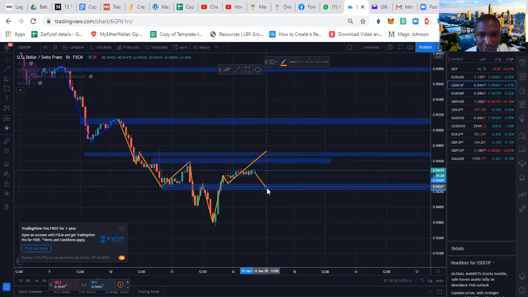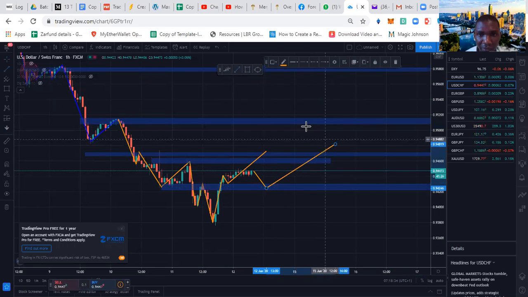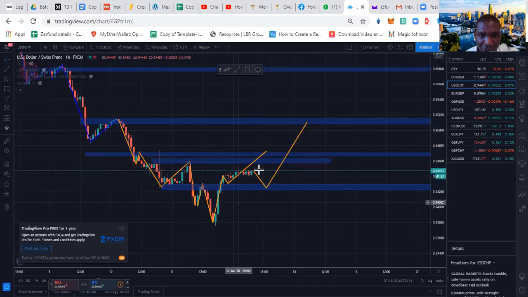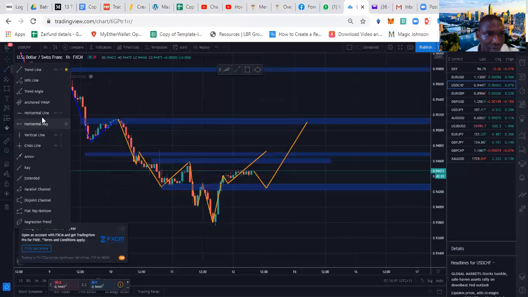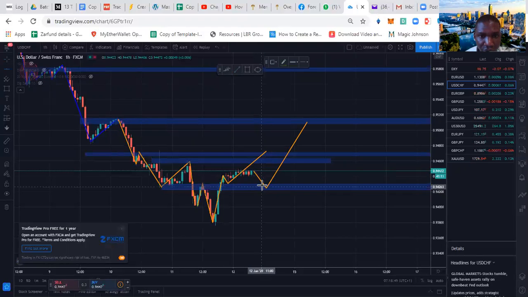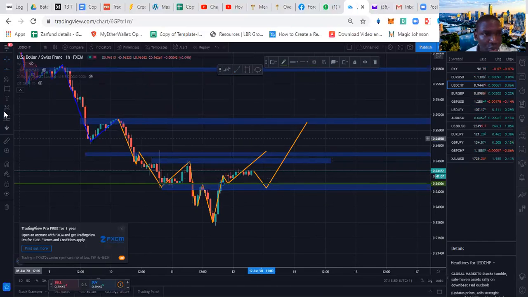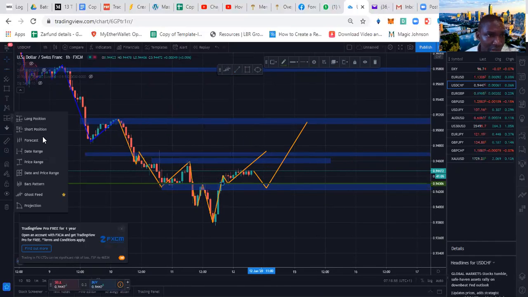Before it now moves up, this is where I'll be looking to get an entry, around here. Okay, so let's look at how that will play out.